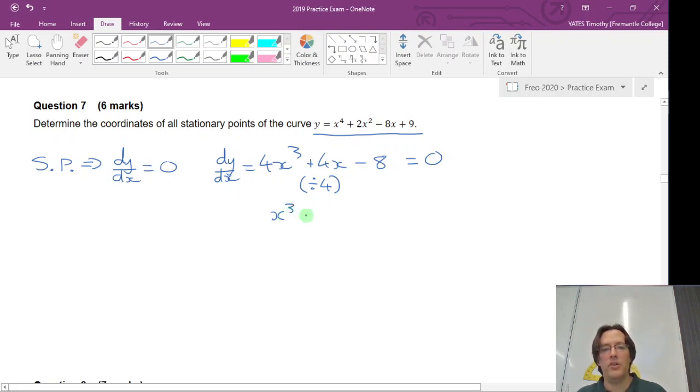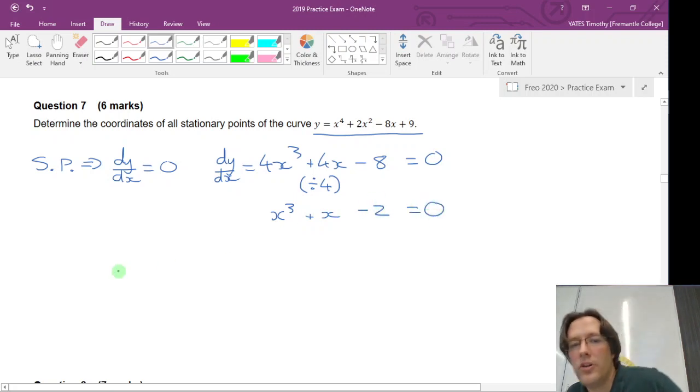So I've got x cubed plus x minus 2 equals 0. That's a much easier equation to work with than the one we've got up here. And what we want to find is factors of this. Now, whenever we're finding a factor of a cubic and they haven't given you the first factor, we just want to try a few things.